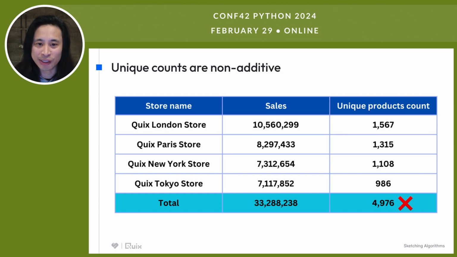But when it comes to the unique item counts, you can't do this because the last time I checked, the Quix London store definitely has some of the same items as the Quix Paris store. And the Quix Tokyo store has some of the items as the Paris store. So there's usually an overlap. And since that information about unique keys is lost at aggregation time between the stores, you cannot simply sum them up. You would just get incorrect unique counts.